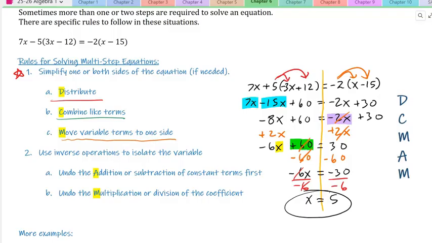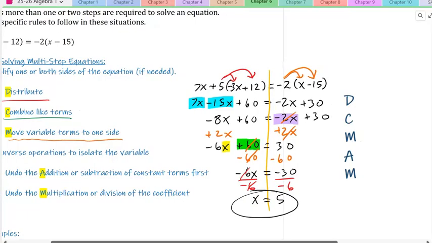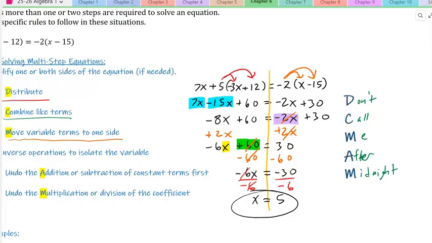DCMAM, that is our acronym for the steps that we follow. Now, if you want to try to remember DCMAM, another way to do that is don't call me after midnight. It's always a good rule not to call someone after midnight. Don't call me after midnight. I want to write that better. And hopefully that will help you remember. You go to write this down. Don't call me after midnight.